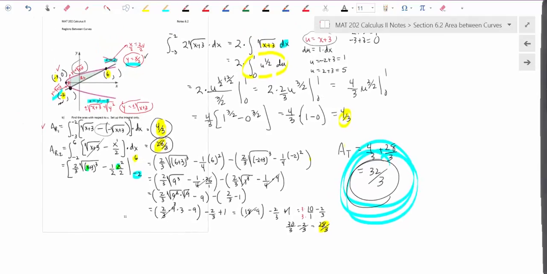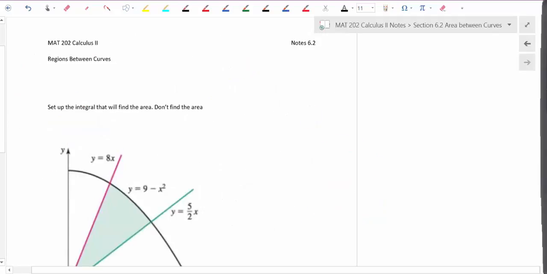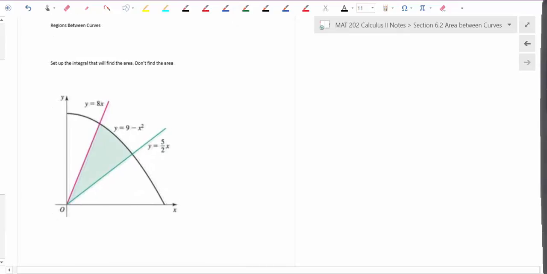Okay, I've made a lot of mistakes on this. Just mostly arithmetic and visual things. Can't see. Okay, so let's see. This next thing, we're just going to set up an integral. I'm not going to find the area. So we're going to look at this one a little bit.